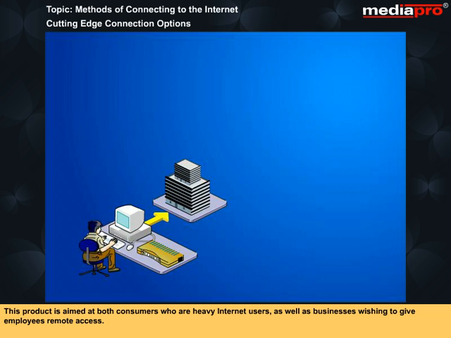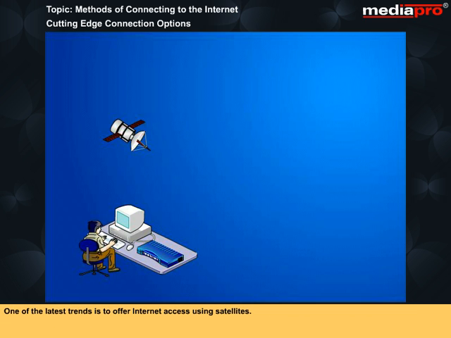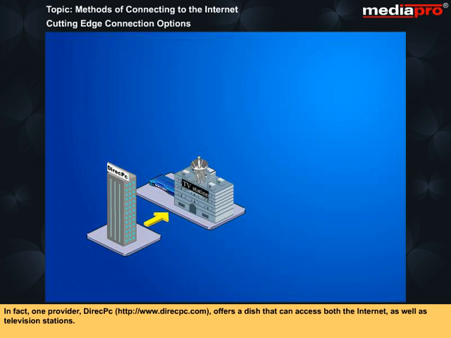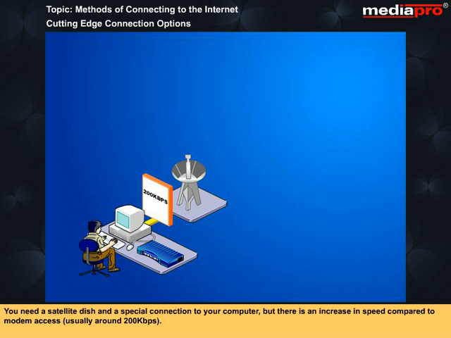One of the latest trends is to offer internet access using satellite. This technique is similar to that of using small satellite dishes for television. In fact, one provider, DirectPC, www.directpc.com, offers a dish that can access both the internet as well as television stations. You need a satellite dish and a special connection to your computer, but there is an increase in speed compared to modem access, usually around 200 kbps.